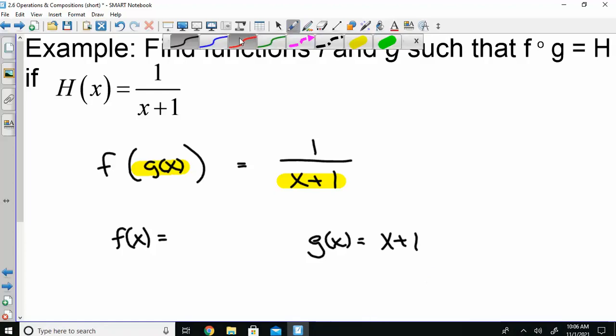To get my f, I have to think, okay, if I take this all out and just replace it with an x, what am I left with? So f would be 1 over x.